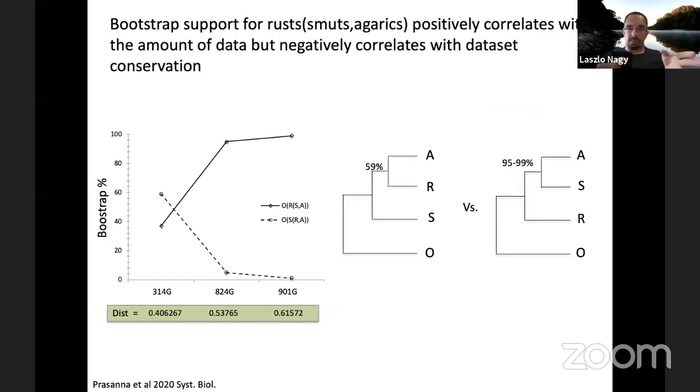So we first just plotted the bootstrap support for a given topology as a function of data set size. And what we see is that support for the smut plus agarics grouping increases as the size of the data set increases. So this kind of made us curious what could be underlying this phenomenon, especially if you take into consideration the conservation of the data sets. The smallest data set, the 314 gene data set, is the most conserved, whereas the other two larger data sets are less conserved. So we started to suspect that there might be some kind of biases, some kind of processes that we can't model going on in the data set, which might be leading to the very high support values that we see in the two larger data sets.